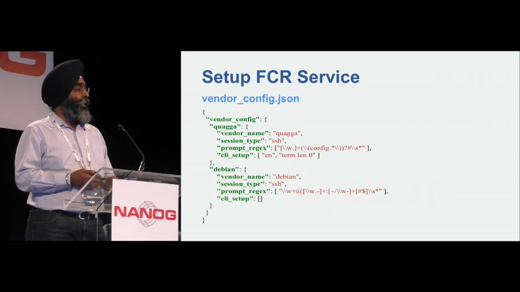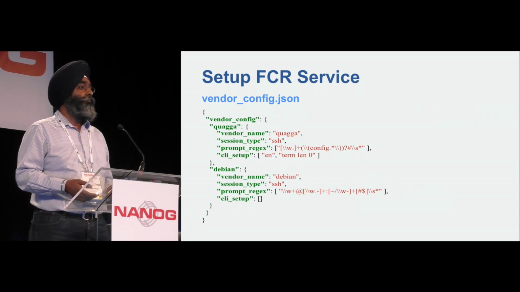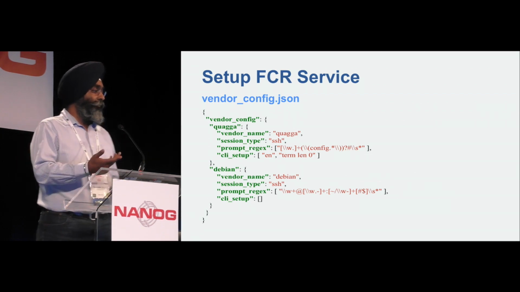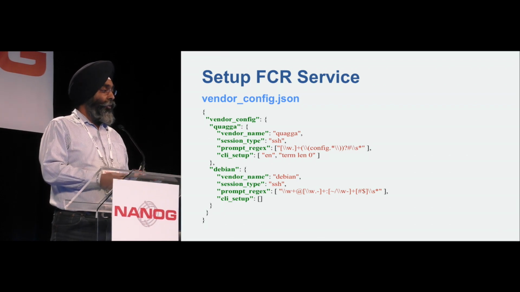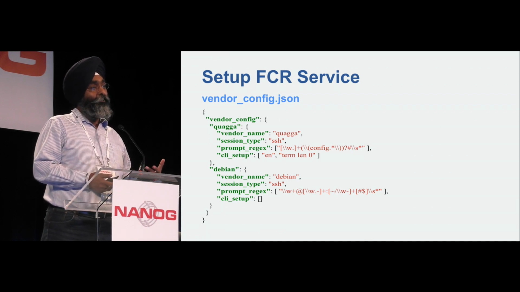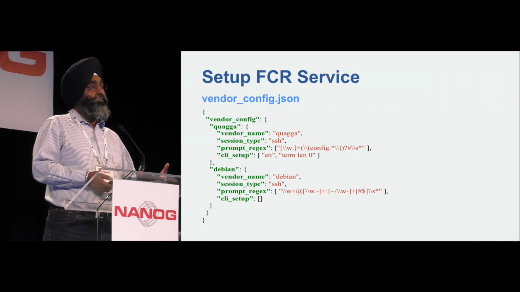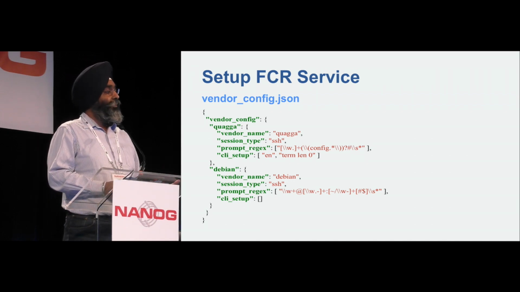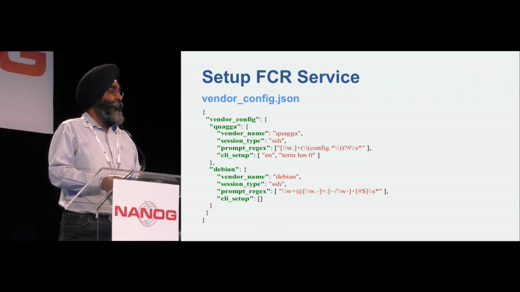You specify this vendor config in a JSON file. Here we have the two sample vendors that we have created. On our GitHub repository, we now have a sample vendor config file that has the sample initial config for some of the popular vendors that we have out there. You can use that to start playing with the service.